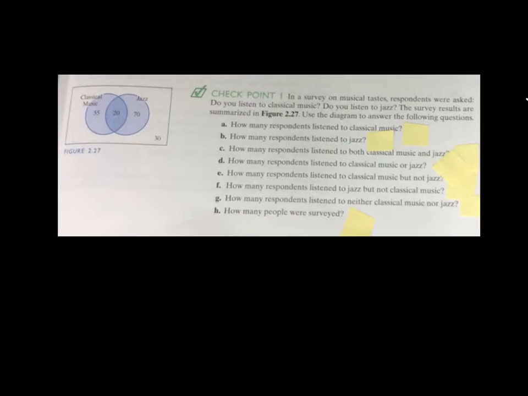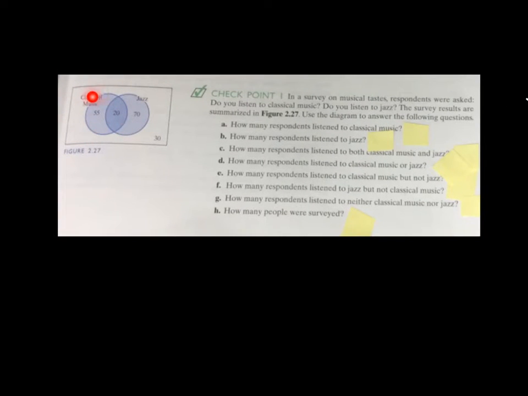Okay, example 1, which is checkpoint 1 in your book. This is page 97, so it's very similar to example 1. It says, in a survey on musical tastes, respondents were asked, do you listen to classical music and do you listen to jazz? The survey results are summarized in this Venn diagram.